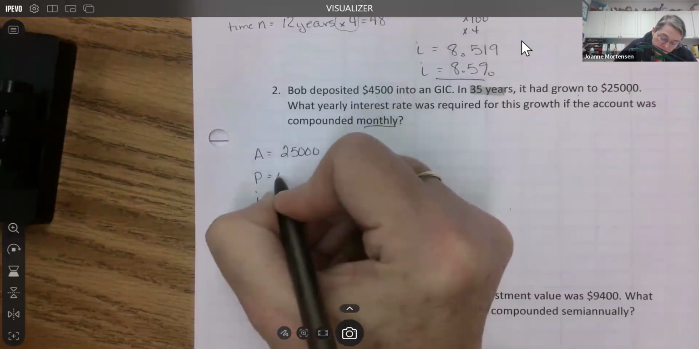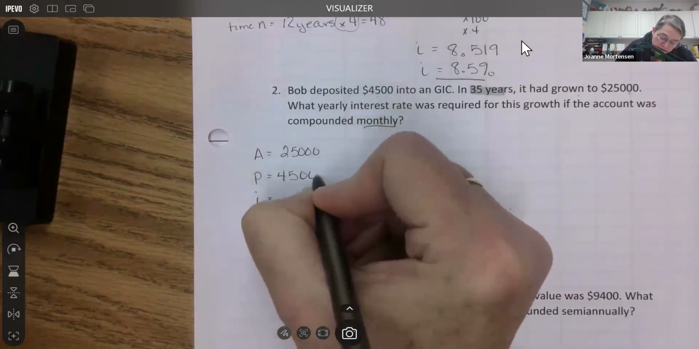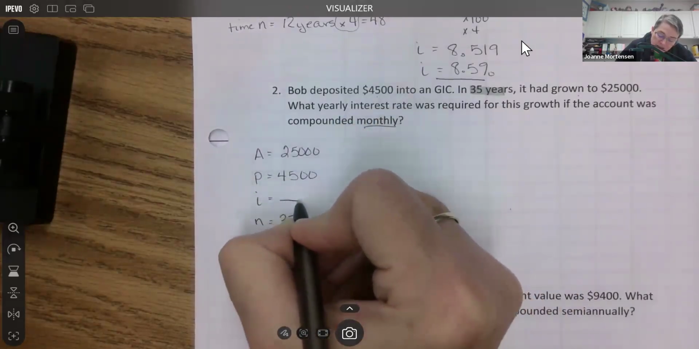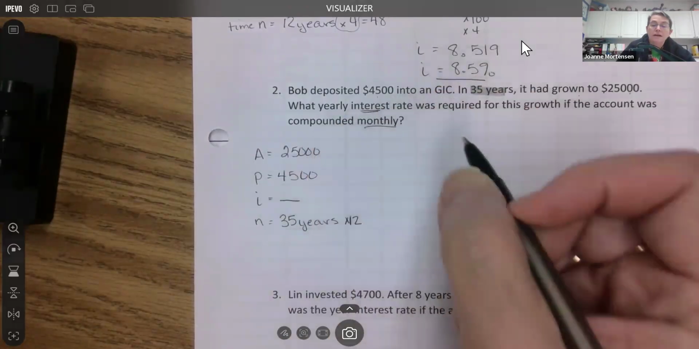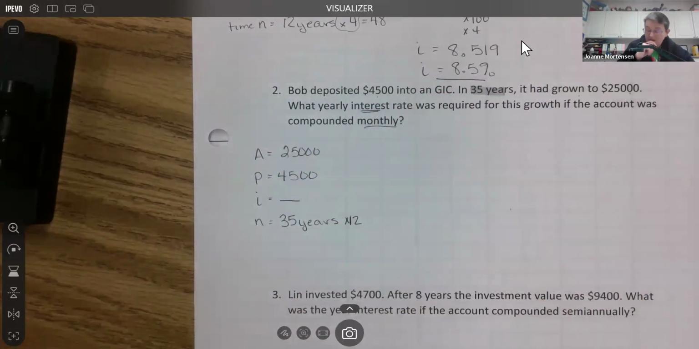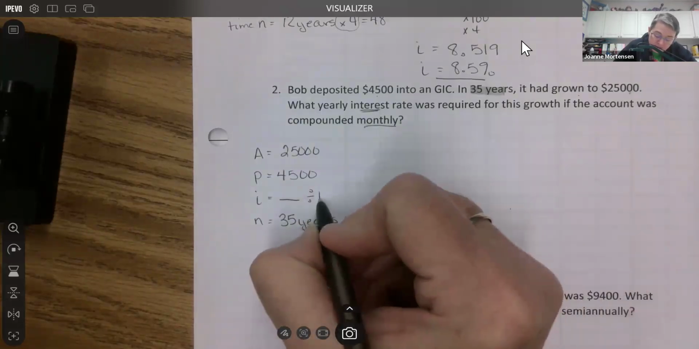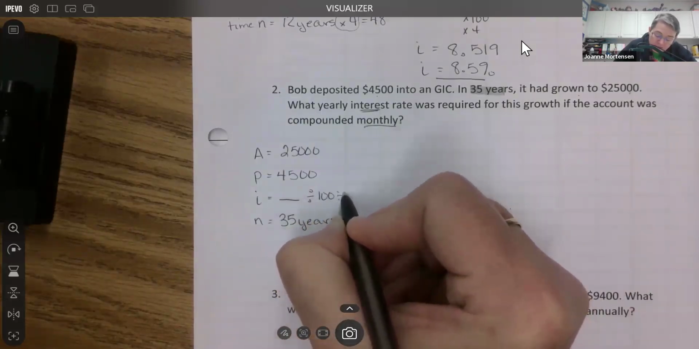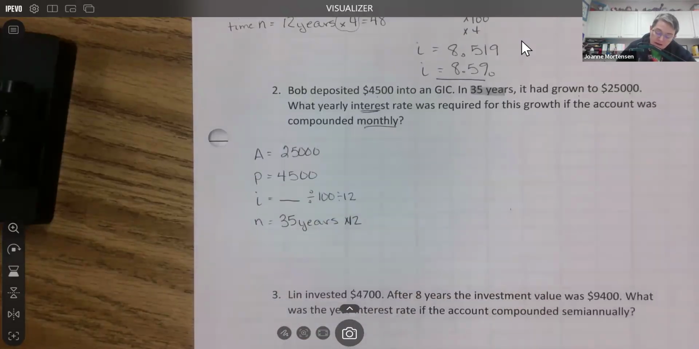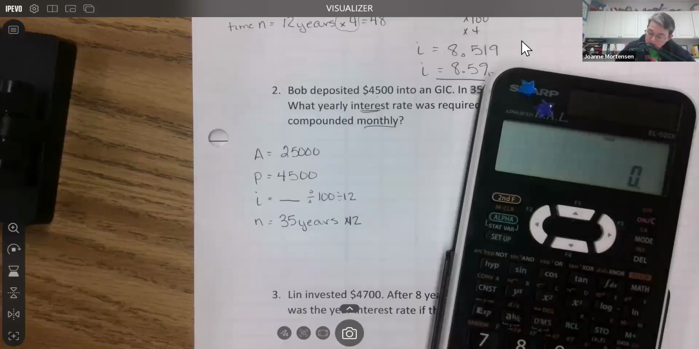25,000, 4,500. And this is interest. Now notice it says yearly. So that's just a subtle reminder that you need to do that adjustment at the end. And I know whatever I have, I'm going to divide by 100, and I would normally divide it by 12. I don't know what 35 times 12 is. 35 times 12, 420.